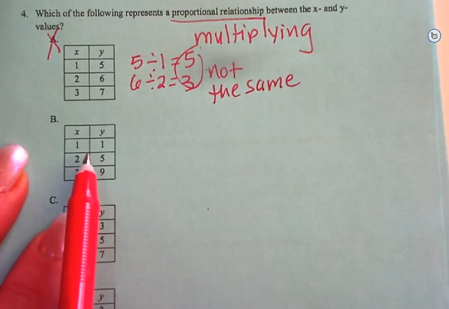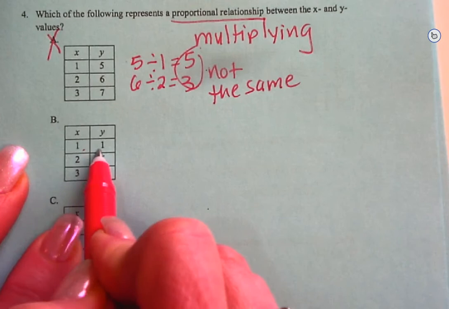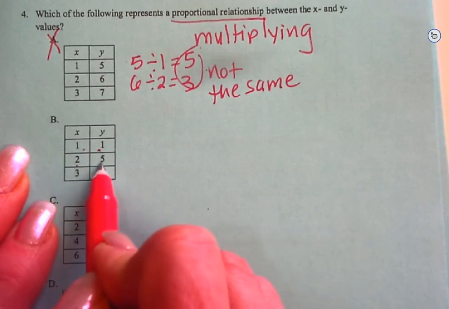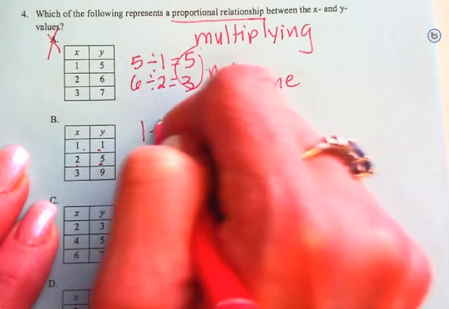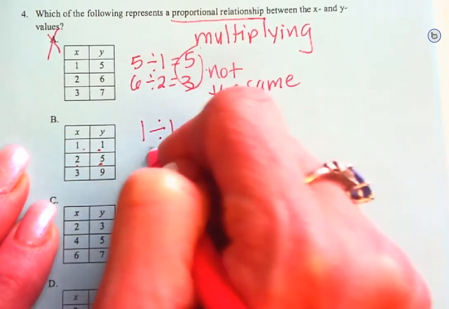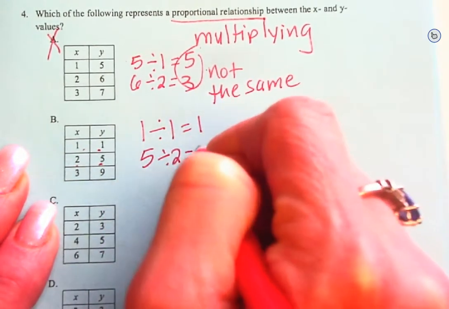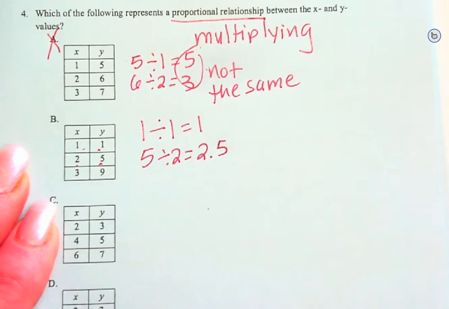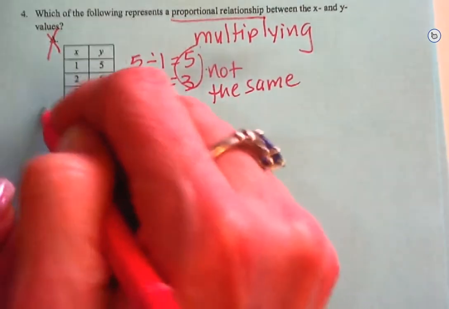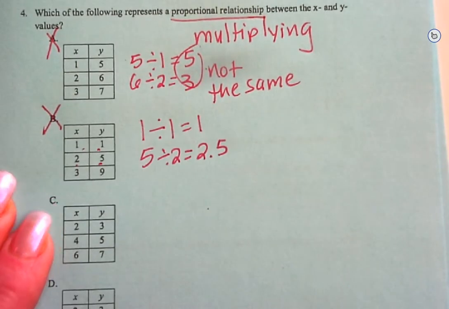So I'm going to go to my next table. 1 times 1 is 1, but 2 times 1 is not 5. So again, if I want to try it, 1 divided by 1 is 1. 5 divided by 2, if I use my calculator, is 2.5. Not the same, so this one is not proportional.